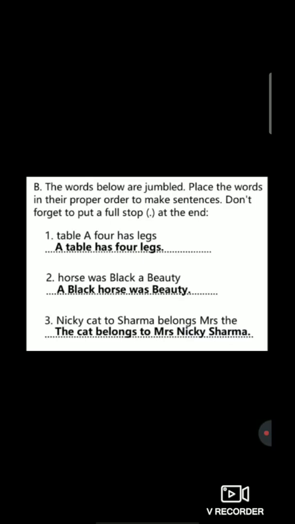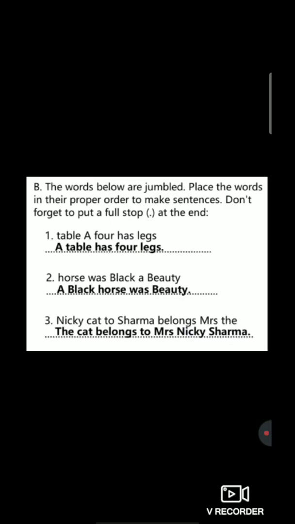So here students, the very first one. Table a 4 has legs. Students, as you can see, this sentence is not in proper order, right? So we have to form a proper sentence. So the answer will be: A table has 4 legs. At the end of the sentence, we have to give a full stop. Now students, the second one. Horse was black a beauty. So the answer will be: A black horse was beauty. At the end of the sentence, we have to put a full stop.